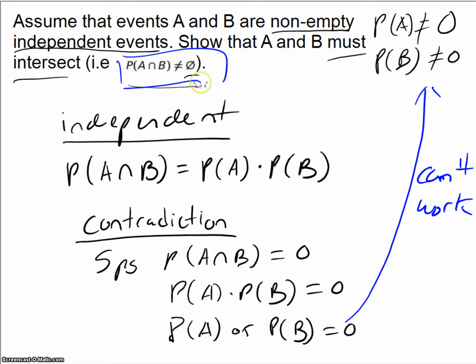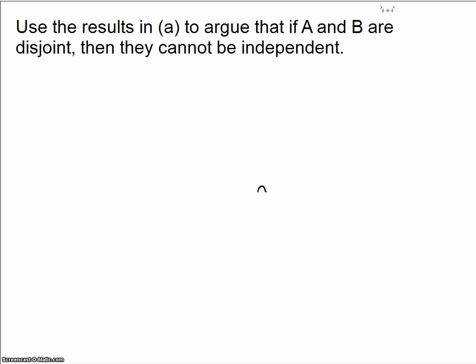All right, good. So we're on to that. Now let's go on to the next part. The next part says, use the results in part A to argue that if A and B are disjoint, they cannot be independent. Okay, fine. Very simple, easy to fix. We're going to basically work backwards here. I just mentioned disjoint. What does the word disjoint mean? What is that as a mathematical idea? It just means that you have the probability of A and B equaling the null set or equaling zero.